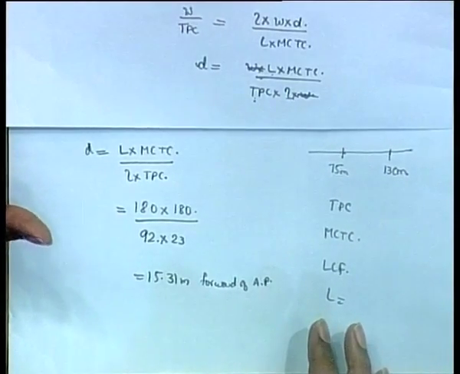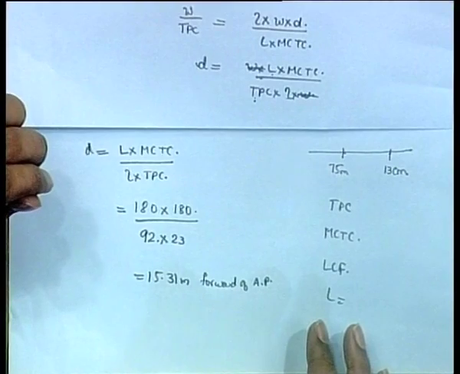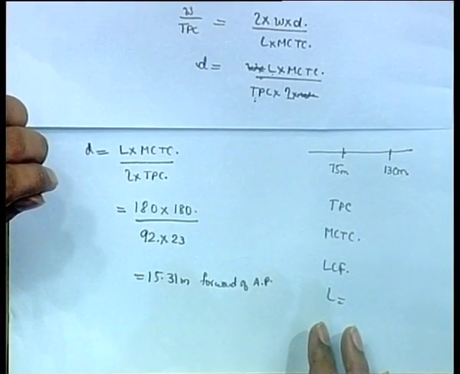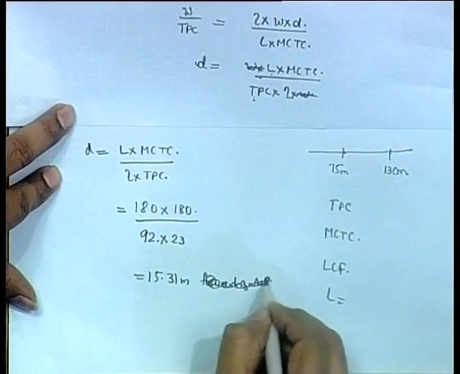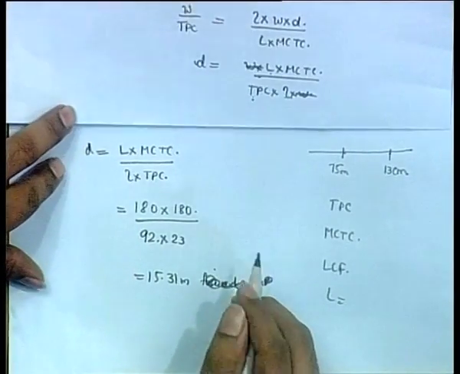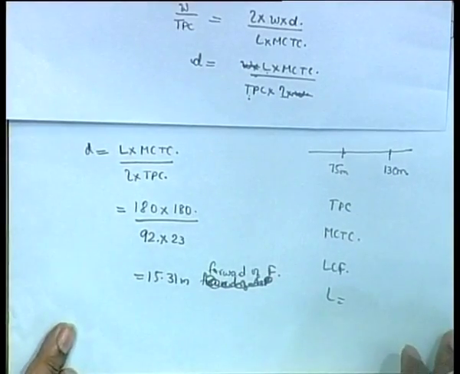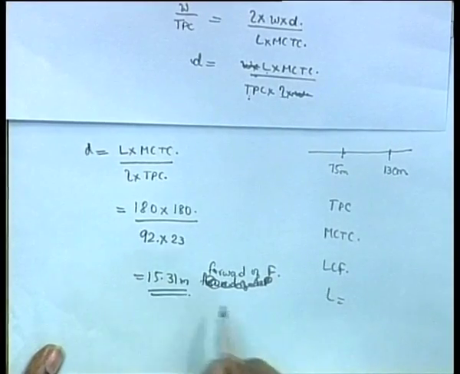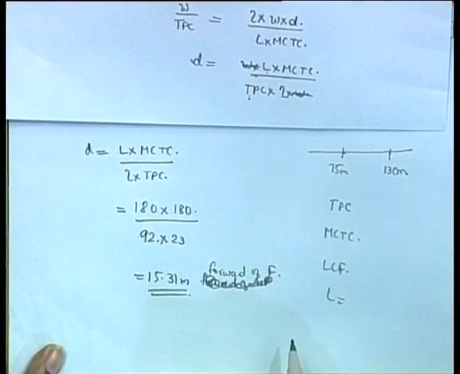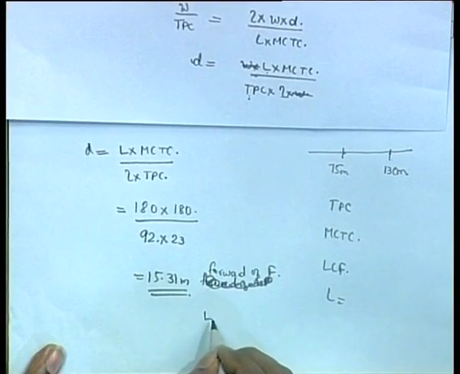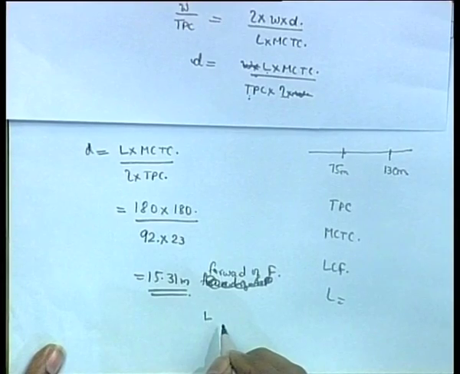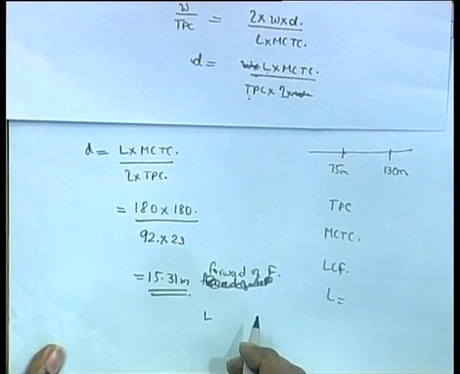D is the distance from center of flotation, yes. So 15.31 from the center of flotation it will be. Oh, actually it is written like this, forward of F, forward of the center of flotation, not AP, forward of F, yes, 15.31 meters forward of center of flotation. Now, you are told that... okay, so 15.31 meters forward of center of flotation.